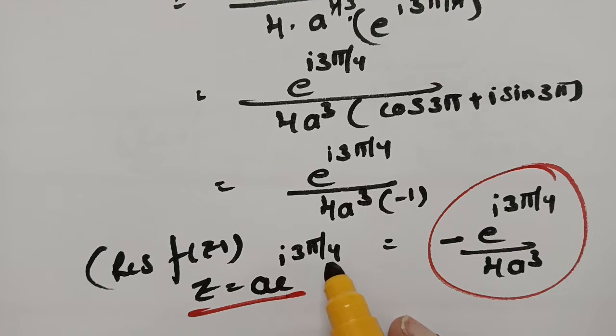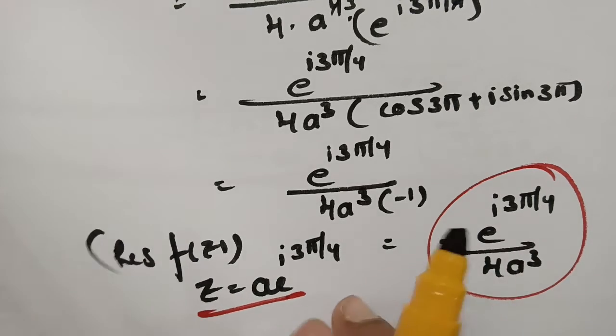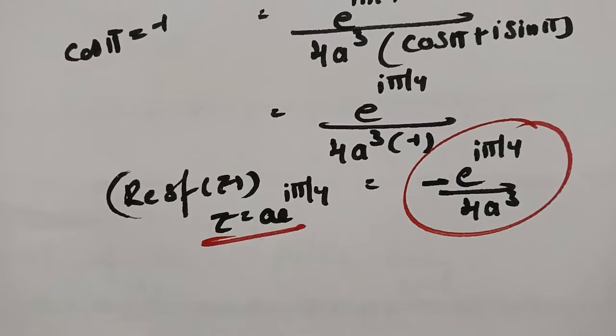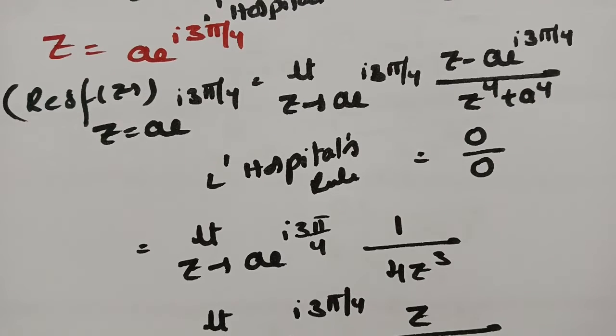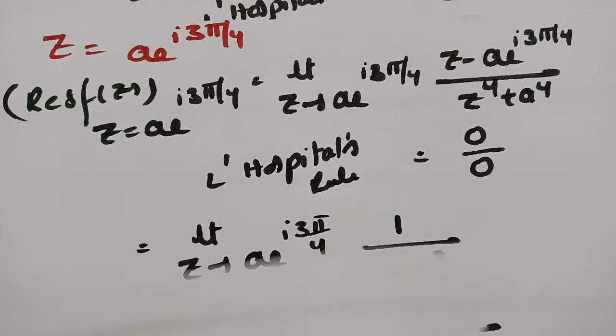So we got the residues of both the interior poles, that is z is equal to a into e power i pi by 4 value is this one, and for z is equal to a into e power i 3 pi by 4 value is this one. Now for the interior poles, the residue value we got, and now we have to use residue theorem.